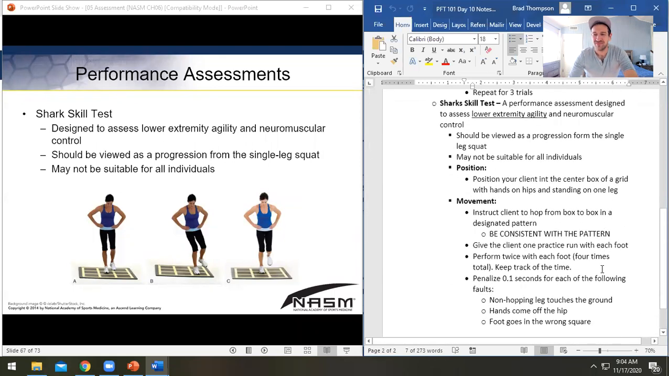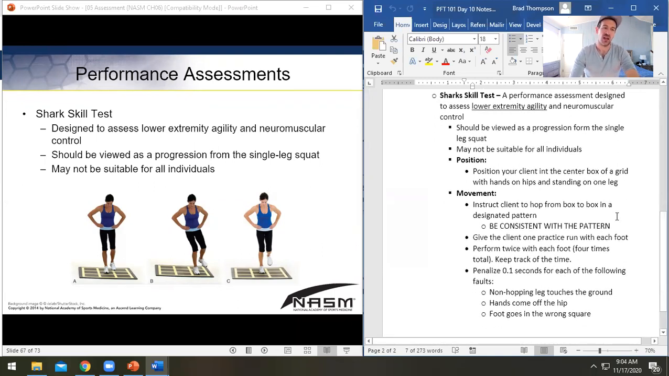Me too. Okay, so next one we've got is the Sharks skill test, right? And the way this works is a totally similar concept. This is a lower body agility assessment. It's a performance assessment designed to assess lower extremity agility and neuromuscular control. You want to think of this as a progression from the single leg squat. If your client can do a single leg squat assessment, they did the overhead squat, you feel really confident, you gave them the single leg squat, maybe their knee caved in, but they did well on it overall.